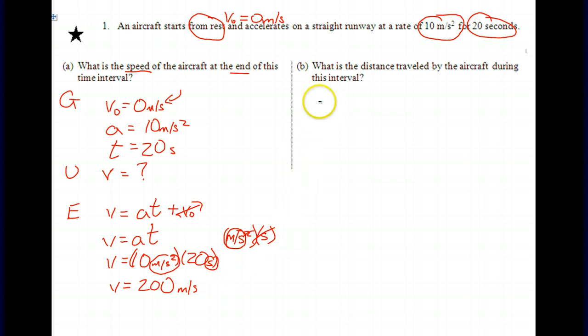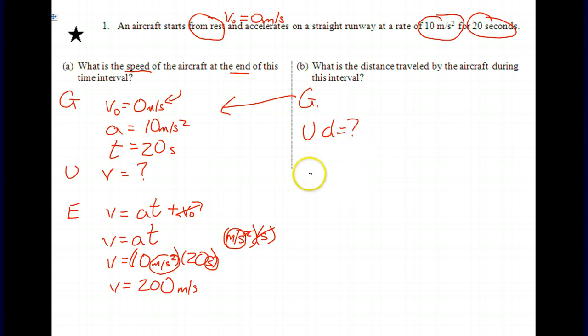All right, so let's look at B on this. It says, what is the distance traveled by the aircraft during this time interval? Well, we have the same givens, so we don't need to relist those, but now we have a different unknown, and that is going to be the distance traveled. We have no idea what that is.